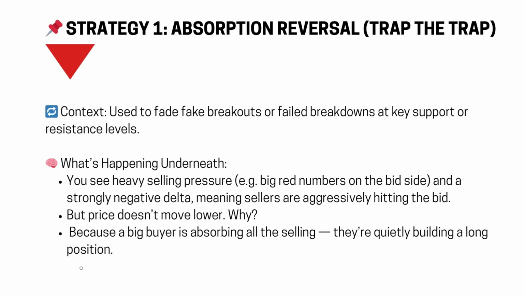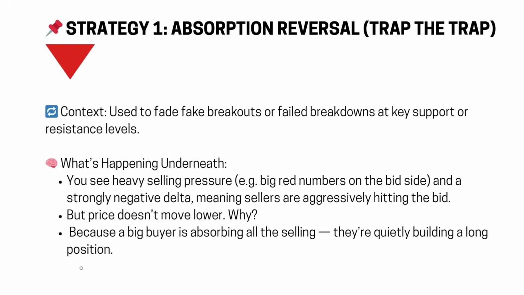So our first strategy I call the absorption reversal trap. The context behind it: used to fade fake breakouts or failed breakdowns at key support or resistance levels. So what's happening underneath, to give a bit more detail or clarity around the idea?